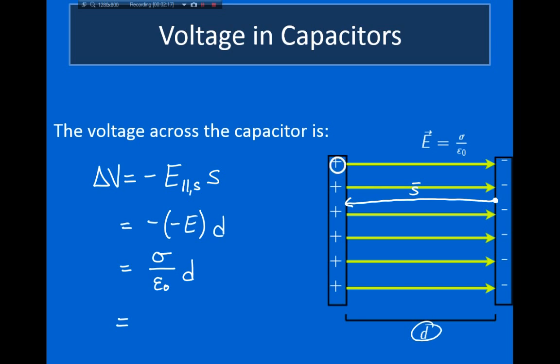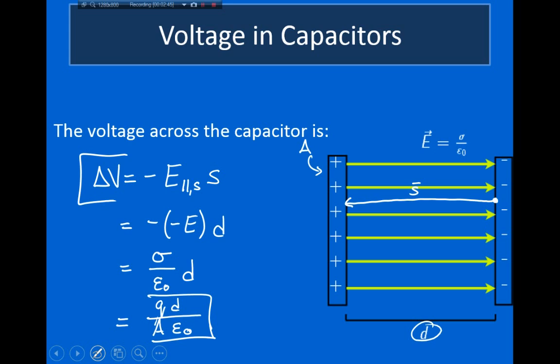Finally, if this plate has an area A, then we can write the charge per unit area on the plate as being equal to the charge on the plate divided by the area of the plate. So I can write the voltage difference is equal to the charge on the plate times the distance between the plates divided by the area of the plates of the capacitor times epsilon naught. So this is a formula for the voltage difference between the plates of a parallel plate capacitor.